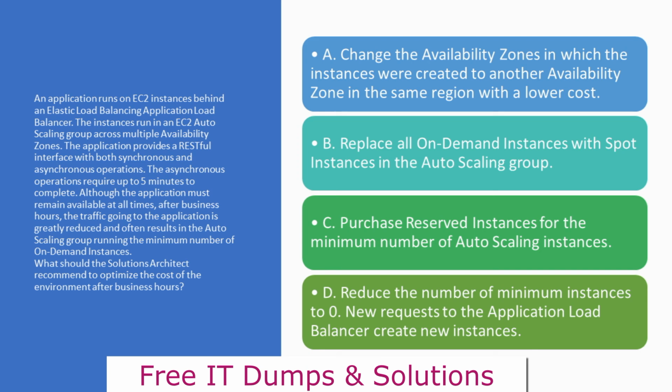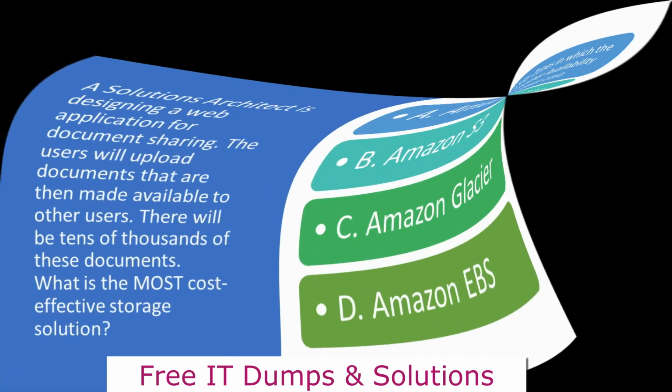Correct answer for this question is option C. Because the key part in the question is that the asynchronous operations require up to 5 minutes to complete. So, you cannot use spot instances for that, since the application doesn't save the state anywhere. So if AWS claims back capacity, with a 2 minutes warning, your async process will terminate in a wrong state. That's why we need to purchase reserved instances for the minimum number of auto-scaling instances. Let's talk about the next question.